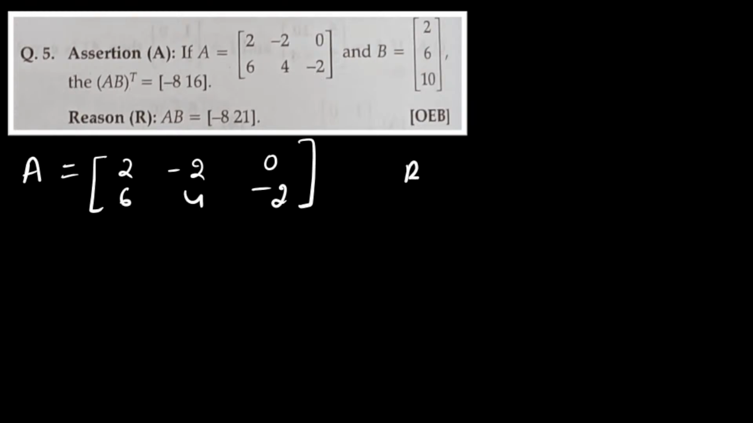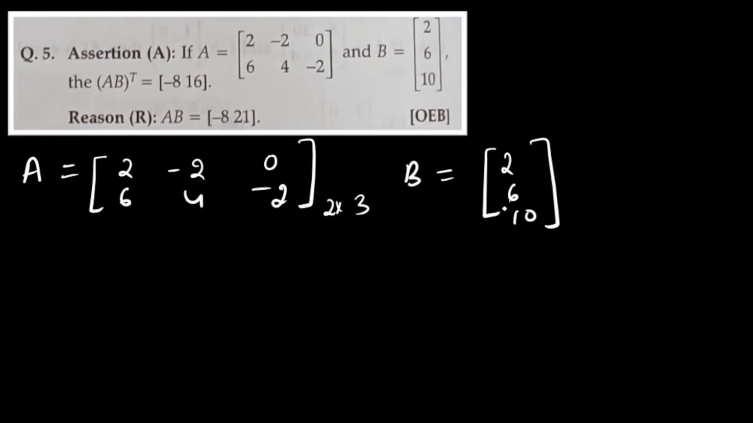So question number 5, statement A: matrix A is given to us as 2, 6, minus 2, 4, 0, minus 2. Can anyone tell me what's the order of this matrix? What is the order of matrix A as well as matrix B? So 2 by 3, Shreyasi has mentioned 2 by 3. Jayashree has also given 2 by 3.